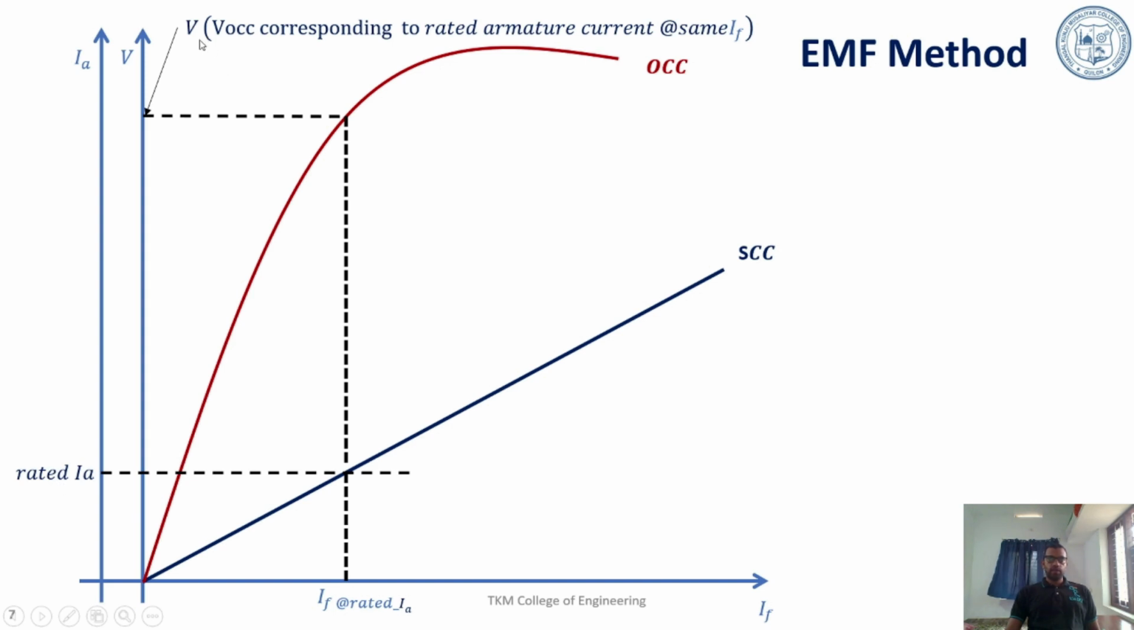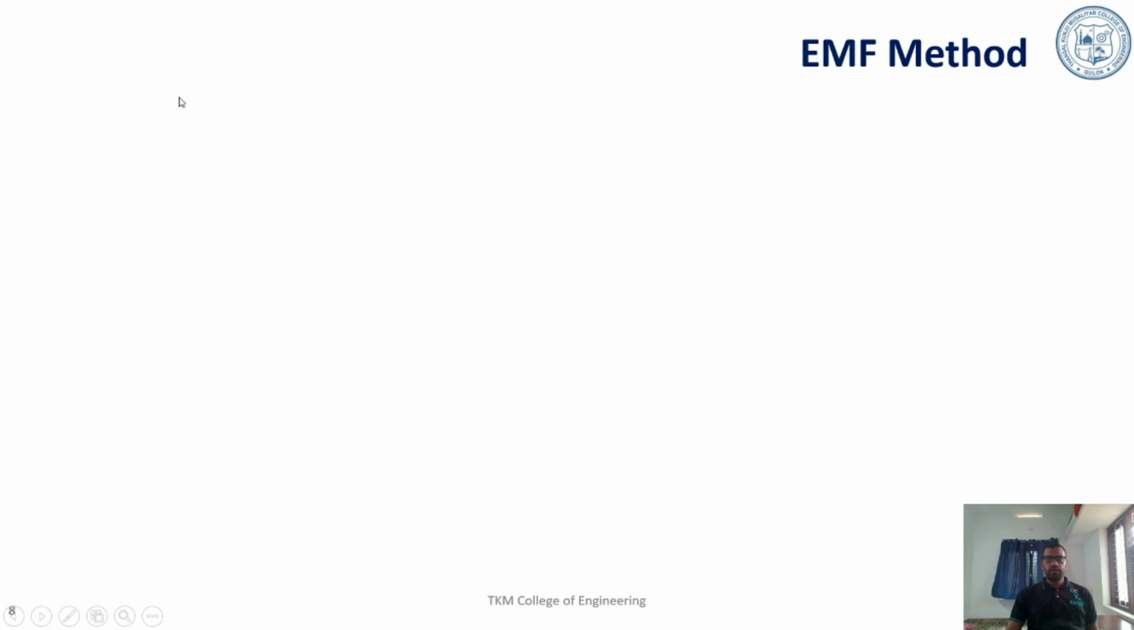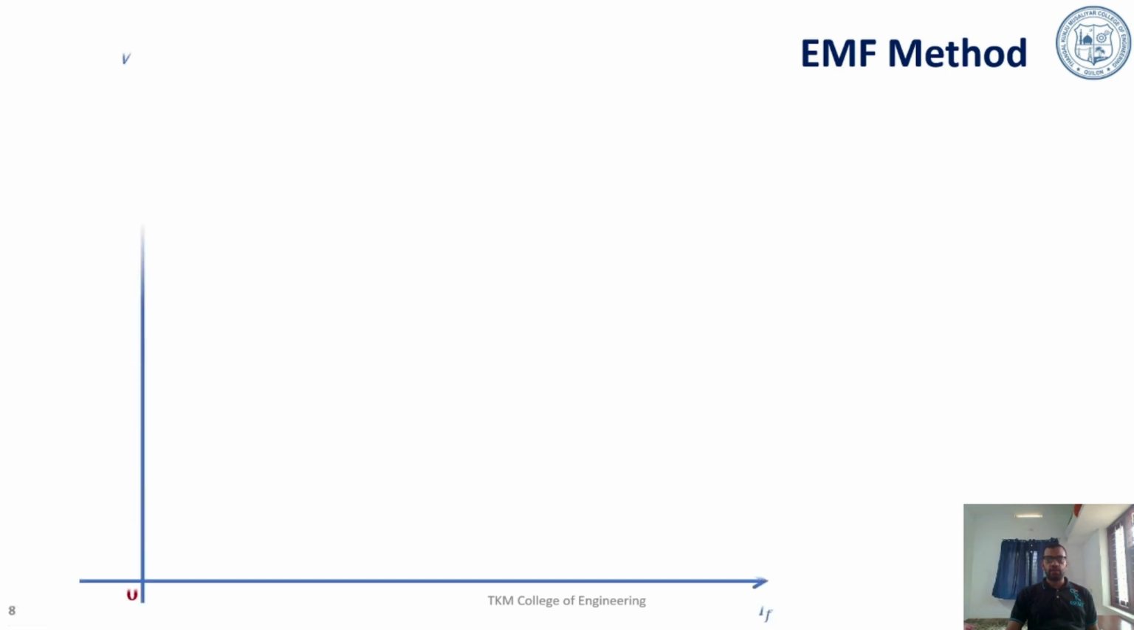Once we got open circuit voltage and short circuit current, we can calculate synchronous impedance. Synchronous impedance is equal to VOC by ISC for same field current. Then by means of this expression or the expression which we derived using phasor diagram, we can calculate E0, hence voltage regulation. Similar to rated armature current, we can calculate the synchronous impedance corresponding to rated voltage also.